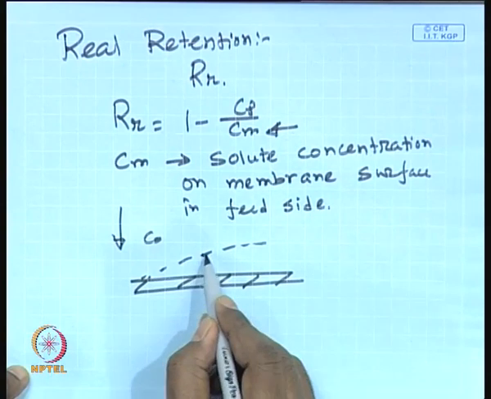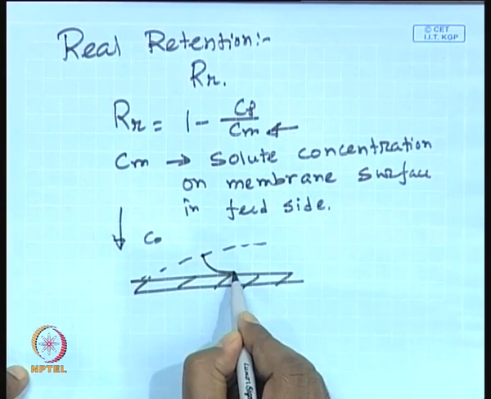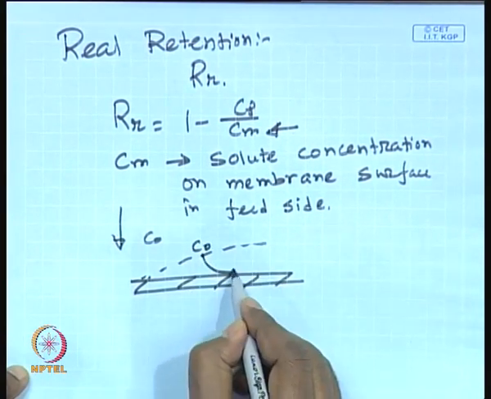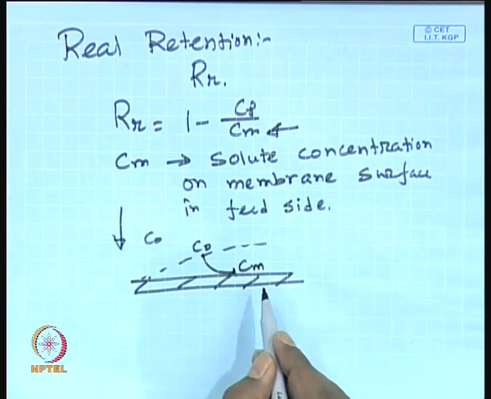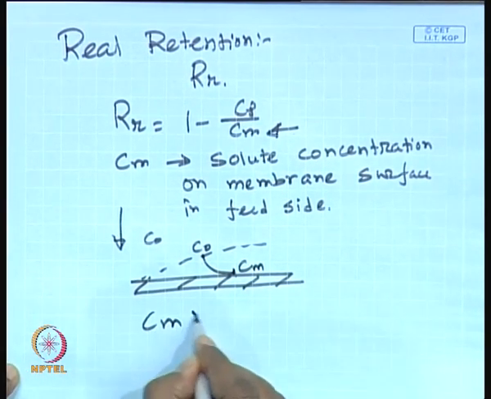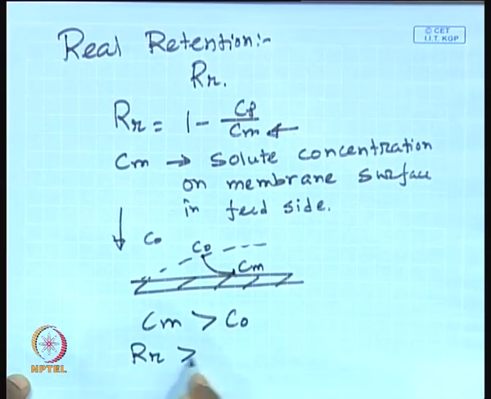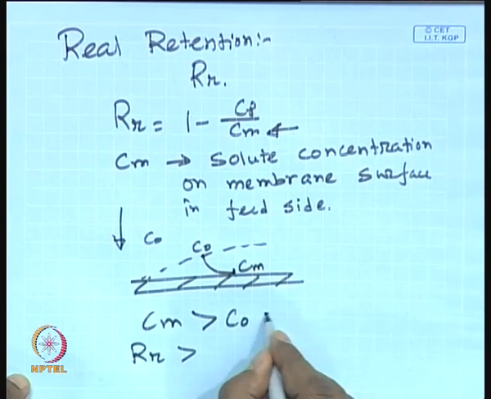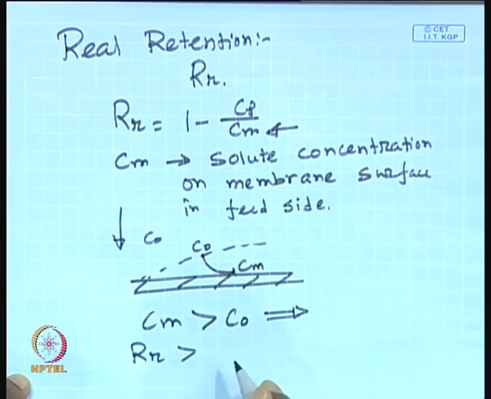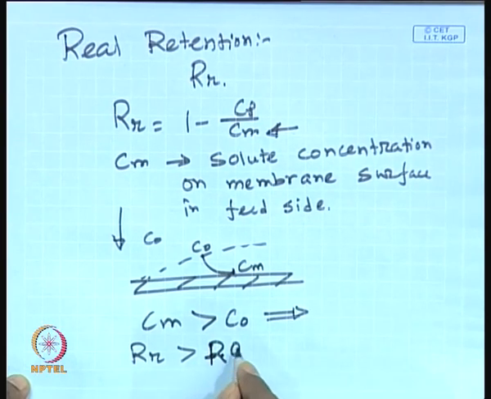So there exists a concentration gradient starting from C naught up to Cm near the membrane surface, and Cm is always greater than C naught. Okay. So therefore, using this relationship and the definitions of the real retention and observed retention, you can identify that real retention is always greater than observed retention.